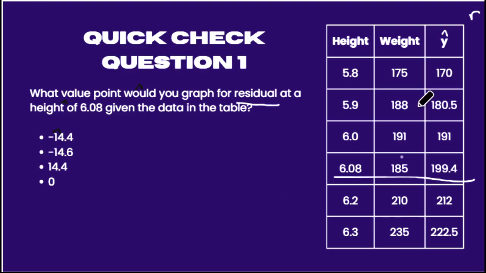So we know this is x, this is y hat, it gave us y hat, okay? Now we need to find out the residual. And how do you find the residual? You subtract y and y hat. So it's just 185 minus 199.4, and then you'd select the correct answer.